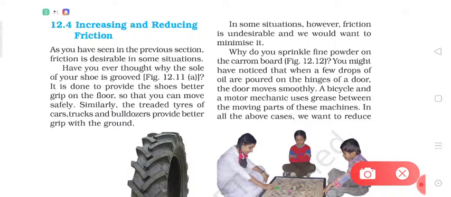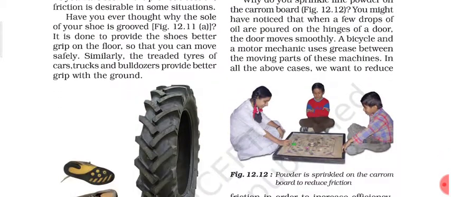Now how to decrease the friction? Dear students, you see that while you play carom, you sprinkle certain fine powder over it, right, to decrease the roughness or to decrease the friction of the carom board. So by sprinkling a fine powder, we are actually decreasing the friction on the surface of the carom board.